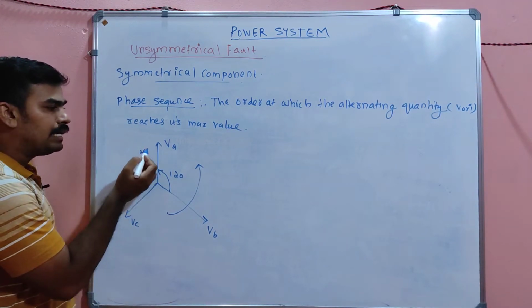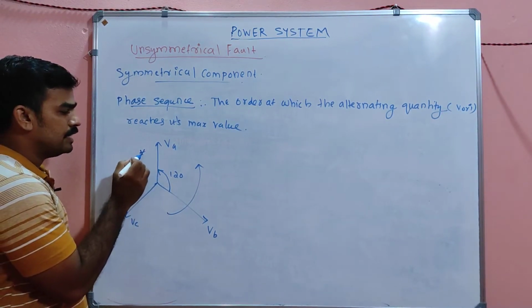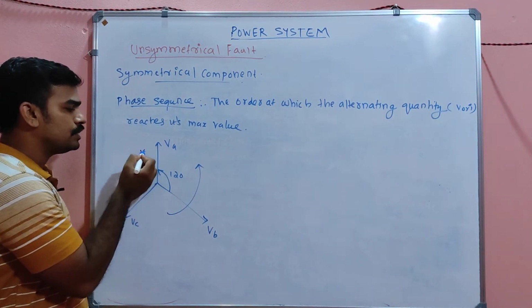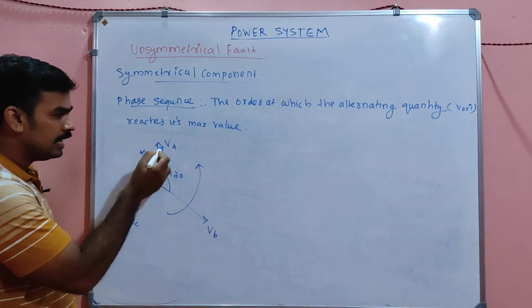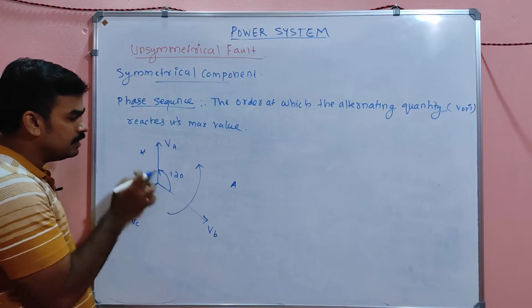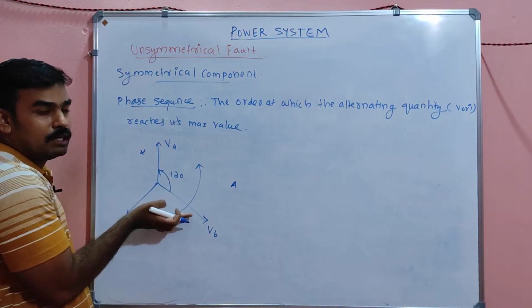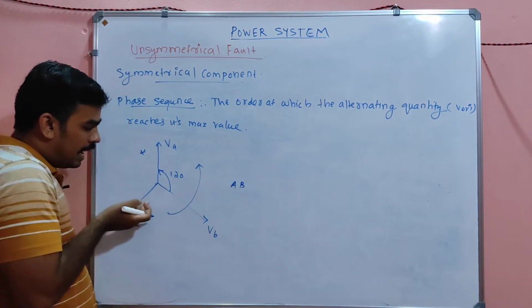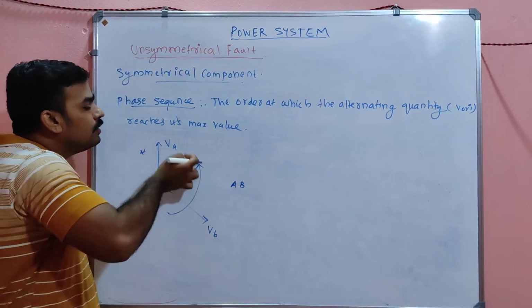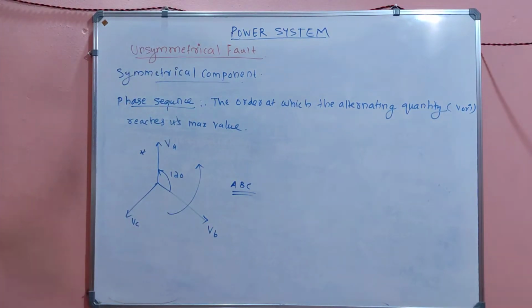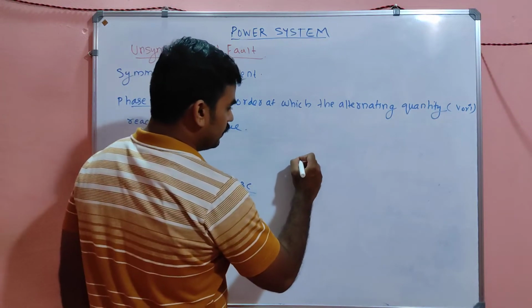Which phasor will hit the stationary object first? A will hit first. And after that, what will hit this stationary object? If it is in anti-clockwise direction, after A, B will hit. And after B, my dear, C will hit. So this is called the ABC phase sequence. That's all. And another phase sequence also there.